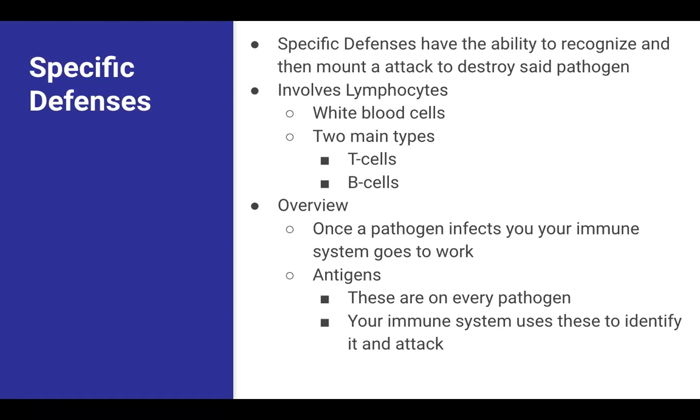B cells are very specific, and they do basically two things. One, they turn into memory cells, and then two, they turn into what we call plasma cells, which are going to produce antibodies.